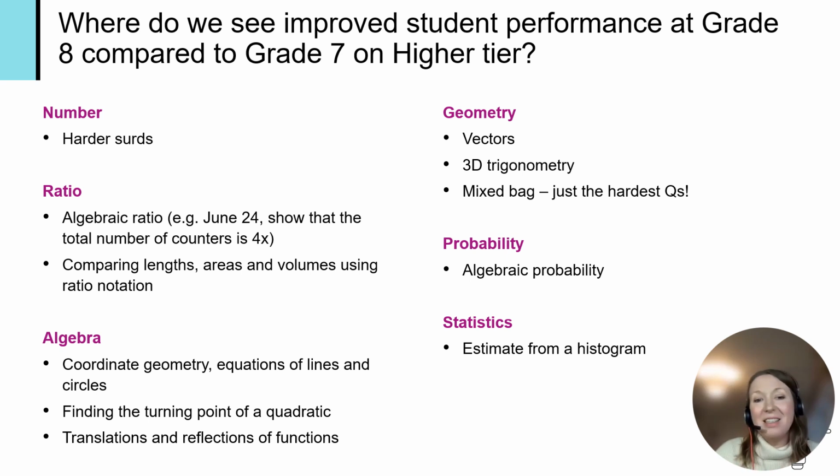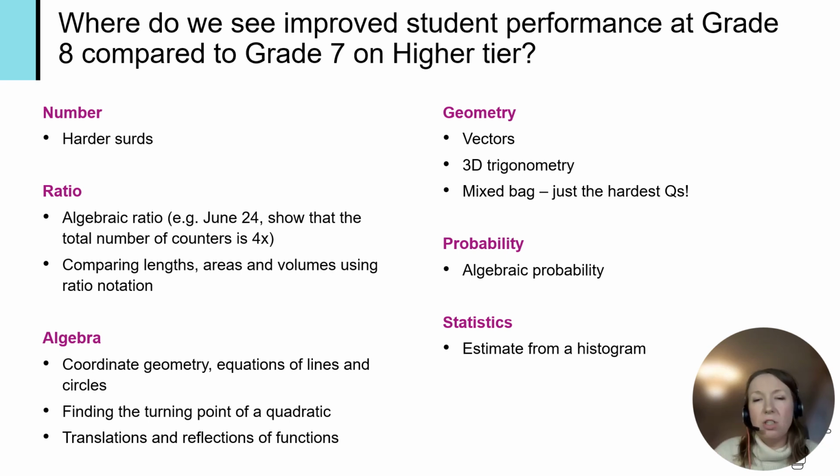Ratio: questions that involve some form of algebraic ratio are a really good differentiator of performance at these top grades. You might well remember from the June 2024 series that there was a question where students were given some ratios, a couple of different bags, and then they were asked to show that the total number of counters across the 2 bags was equal to 4x. And this question was a really key differentiator of grades 7 to 9.